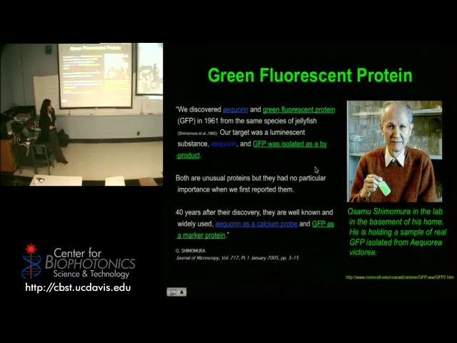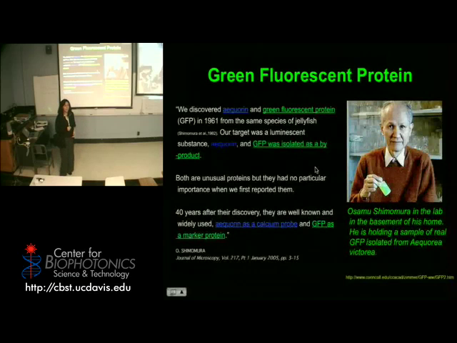So these two proteins were isolated by this guy that just won the Nobel Prize for Chemistry in 2008, Osamu Shimomura. He was very interested in this fluorescent green thing that the jellyfish had, and dedicated his life to it. He was working in his basement or in his garage, and he decided to isolate that. And by trying to isolate this green thing, he isolated aquarine and green fluorescent protein. Basically, he was after aquarine first, and green fluorescent protein was isolated as a byproduct.